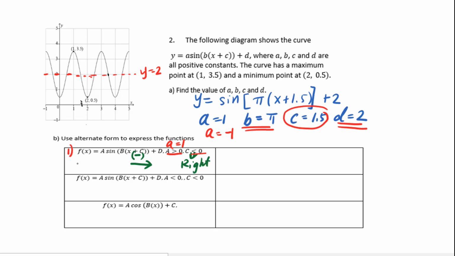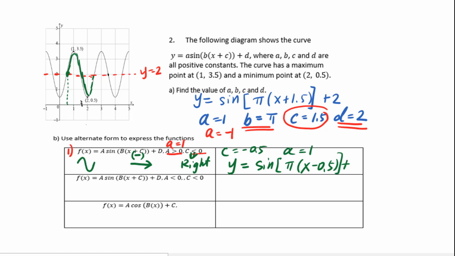The pattern will be this because a is positive. For the original graph, I need this pattern. This will be the starting point. Therefore, c will be negative 0.5, and a is still 1. Therefore, the function will be sine(pi times (x minus 0.5)) plus 2.